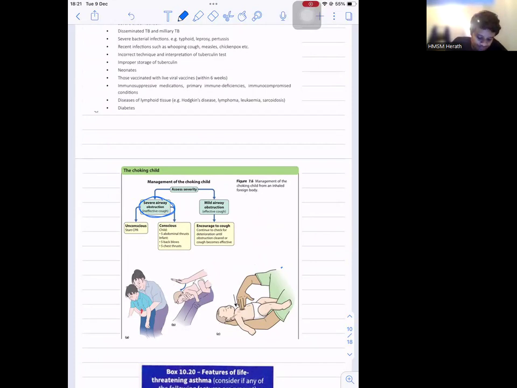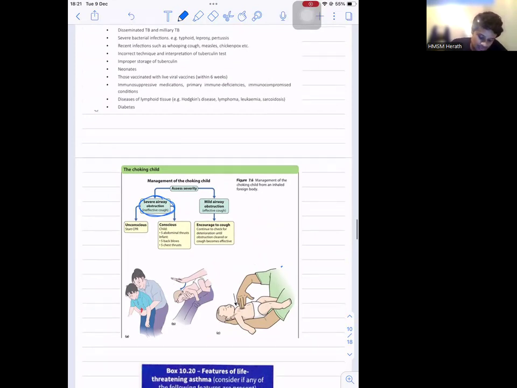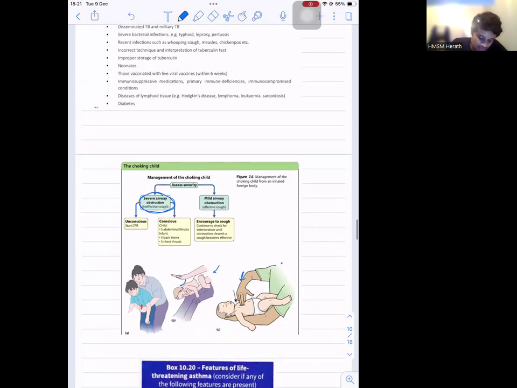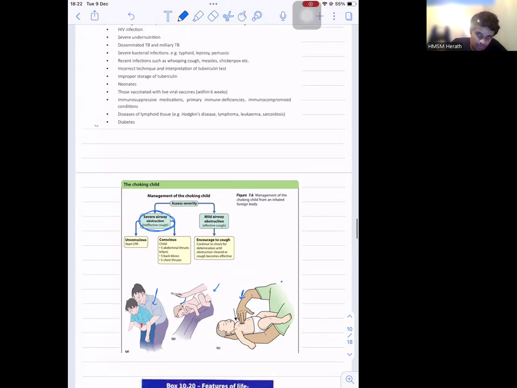Now, if it's an infant, a child less than 1 year, what we do is back blows and chest thrusts to put the foreign body out, right? But in an older child, what we do is the Heimlich maneuver, or abdominal thrusts. You can see in the picture, right? We don't perform abdominal thrusts in an infant because it can lead to splenic and liver injury, right?